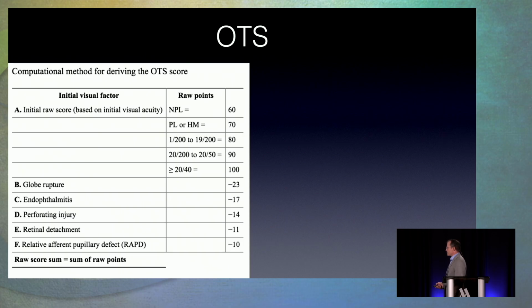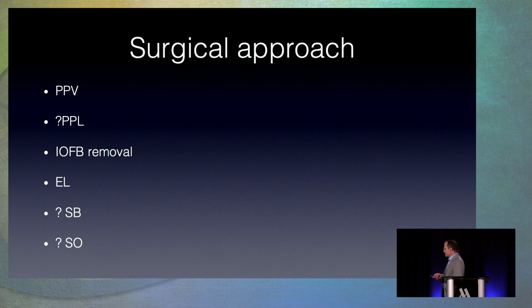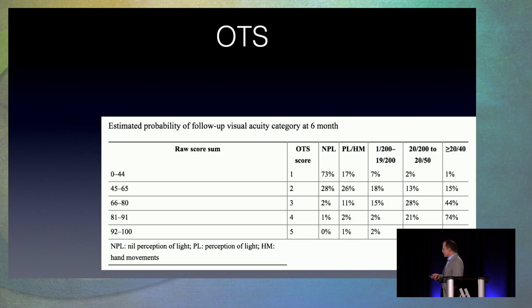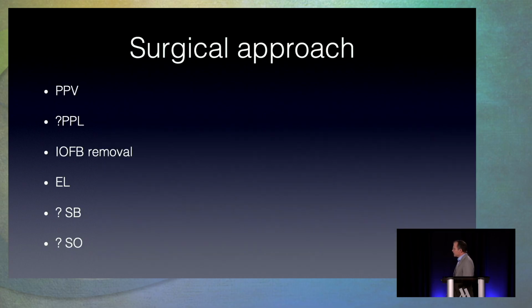And he didn't have a perforating. So he had a penetrating injury, but perforating, right, perforating is through and through, so he didn't have that. And he didn't have an RAPD. And so he was sort of in the 90s range, so he has a pretty good chance of actually seeing well.